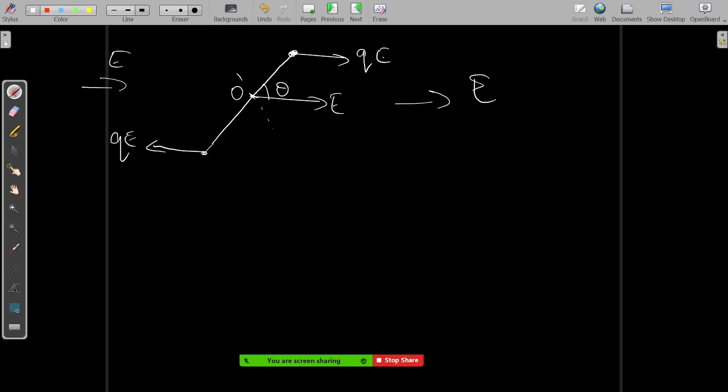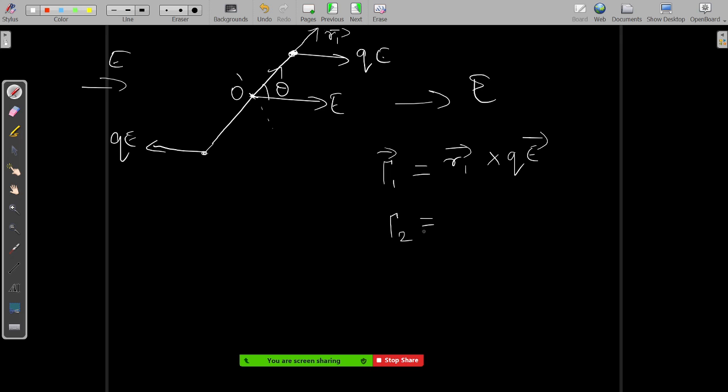So how do we find R cross F? From this origin, see this as a vector, extended here something like this. Let's say this vector is represented as R1. So torque 1 will be R1 cross QE.